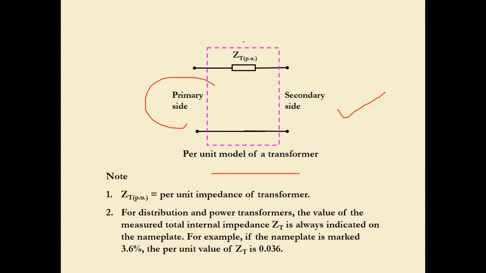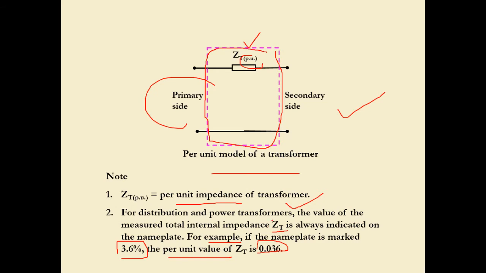This is the position of the ZTPU. The dotted line is the equivalent circuit after we transform the actual transformer impedance into PU. ZTPU is the per unit impedance of the transformer. For distribution and power transformers, the value of the measured total internal impedance ZT is always indicated on the nameplate. This is what we have covered earlier. For example, if the nameplate is marked 3.6%, the PU is just divided by 100, giving 0.036 for the ZT PU.